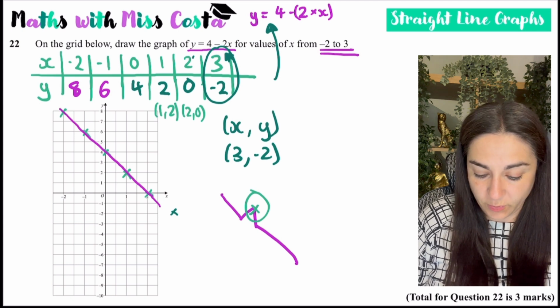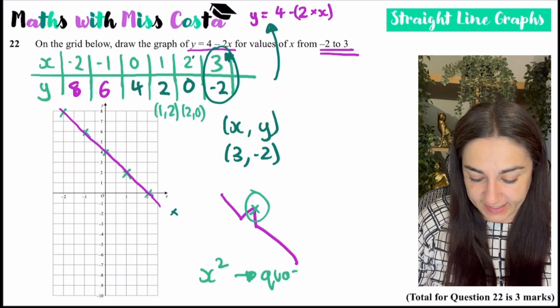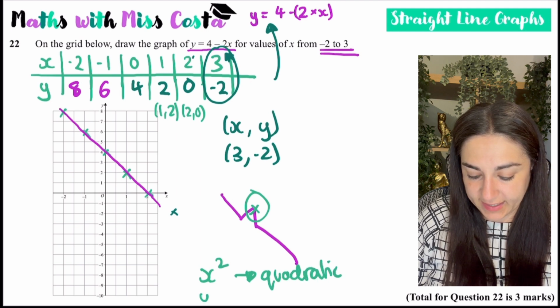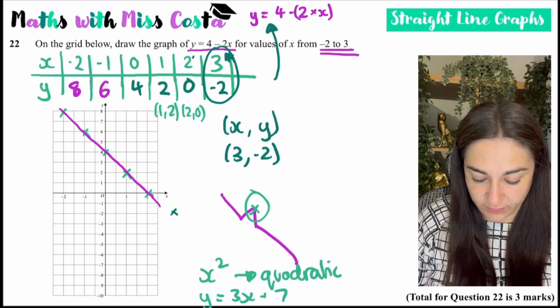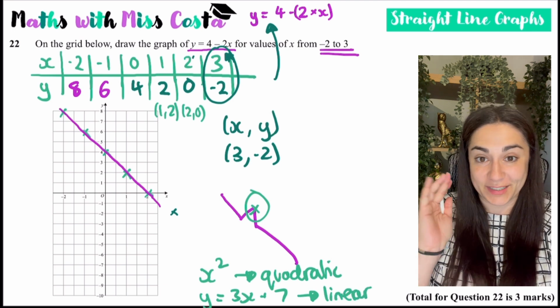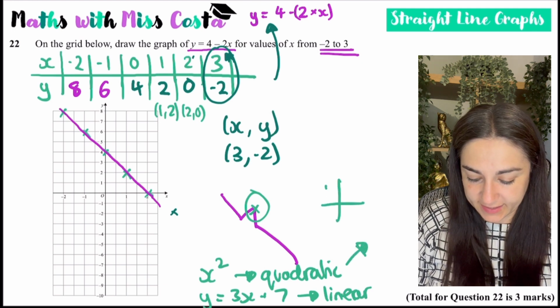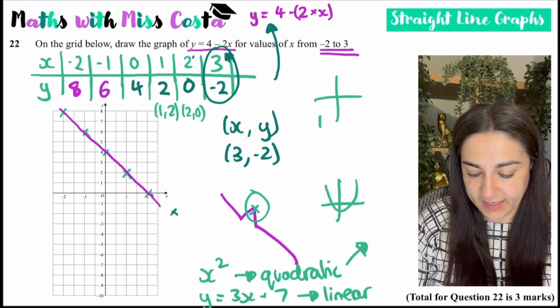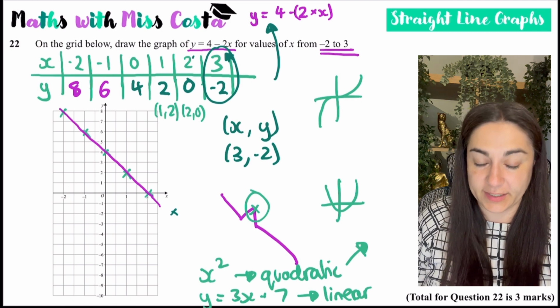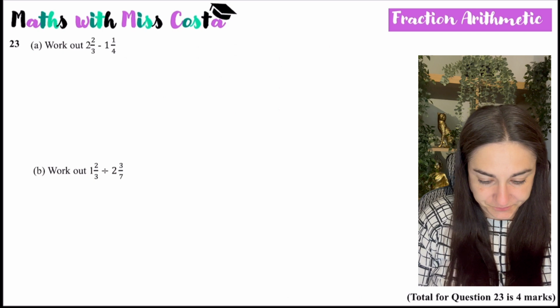So if you're drawing a linear graph, and that means if it doesn't have an x squared in it, if it has an x squared in it, that's a quadratic. If it's just a graph like y equals 3x plus 7, that's linear. And that means it needs to be a straight line. So if it's not a straight line, you've done it wrong. If it's quadratic, it's going to look like this. And if it's a cubic graph, it will look something like that. But yeah, that's how we do this.